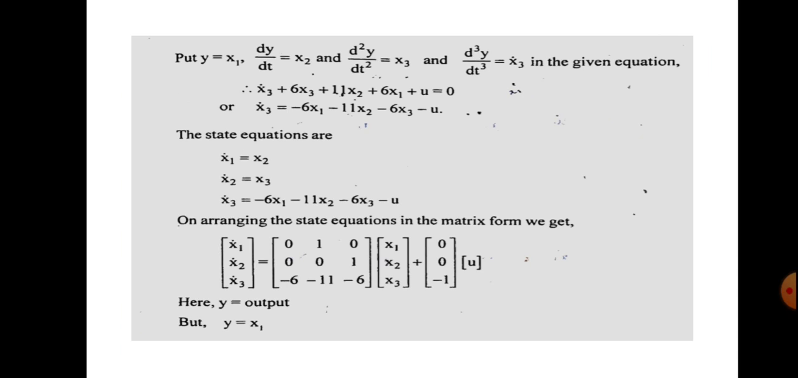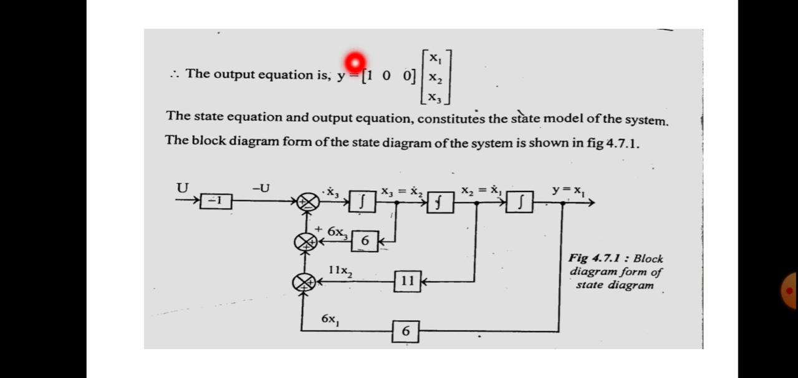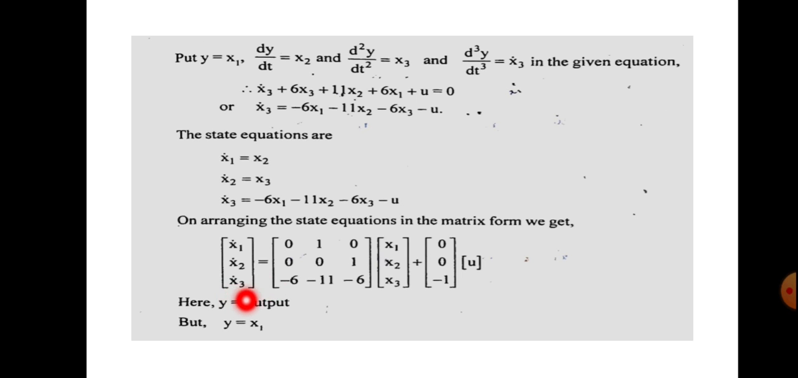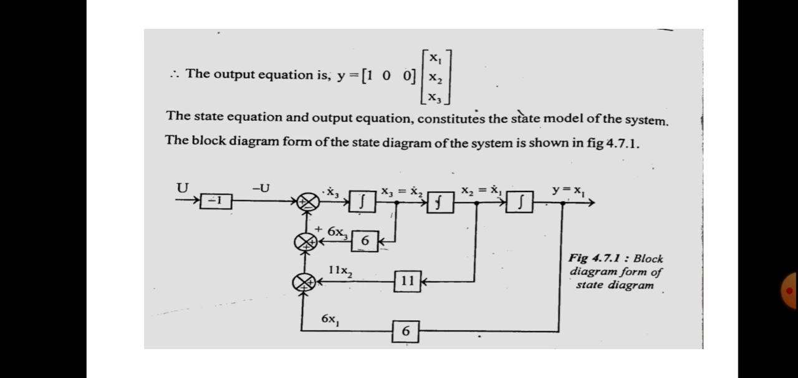We can represent it in matrix form. It is a third order system, so there will be 3 entries. The first entry is 1, because y has the form y equal to x1, and all other x2 and x3 terms are missing, so we put zeros, and the column matrix is x1, x2 and x3. So the state equation together with the output equation constitute the state model of the system in terms of phase variables.